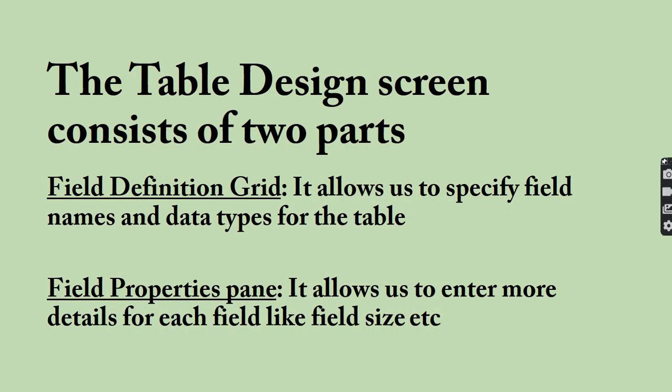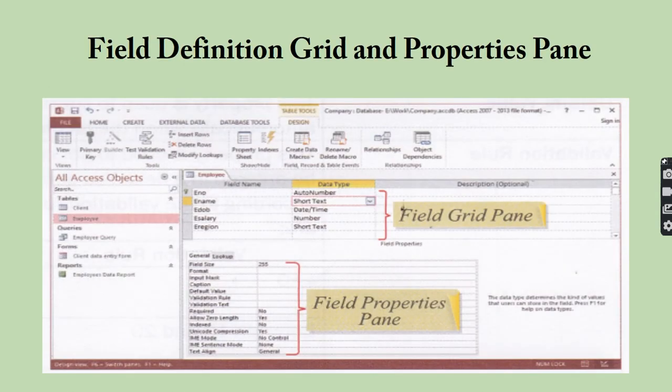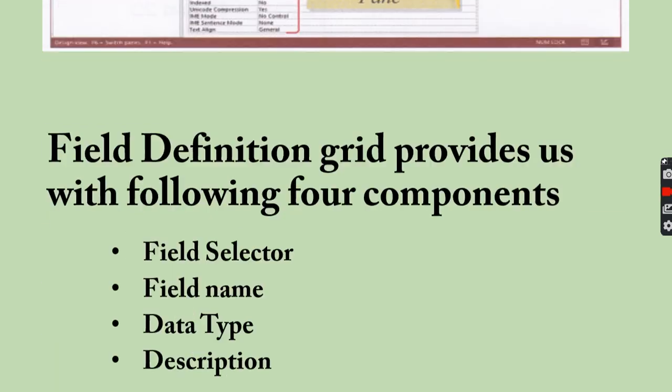The two parts which I have shown you: the field definition grid allows you to specify field names and data types of the table, and the lower part is called the field properties pane. It allows us to enter more details for each field, like field size, etc., as I have shown you earlier in this same video.